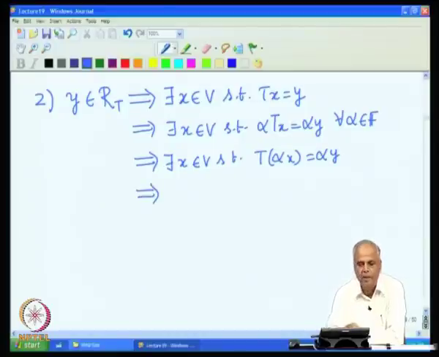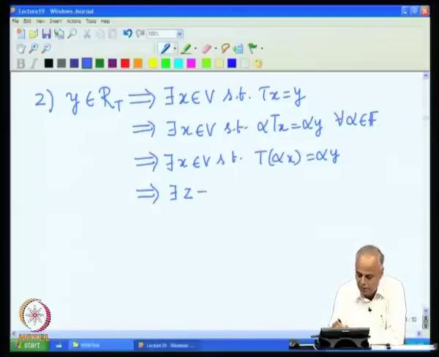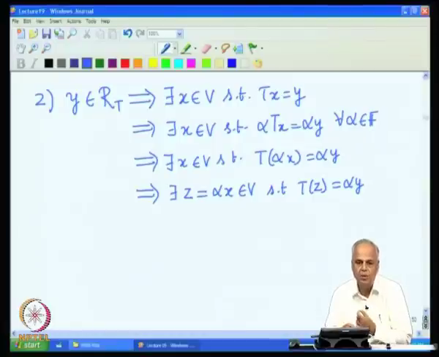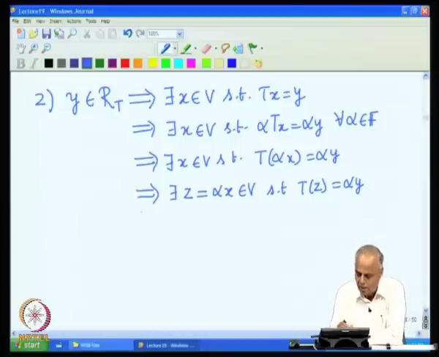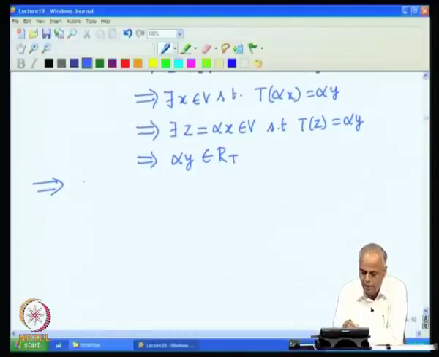Now, if we call alpha x as Z, since x is in V, alpha is a scalar and V is a vector space, therefore, it is closed under scalar multiplication. So, Z equal to alpha x will belong to V such that T of Z is alpha y. That means, alpha y is the value of T at the vector Z, or it is an image of the vector Z, and hence alpha y must also belong to R T. So, that says R T is closed under scalar multiplication.